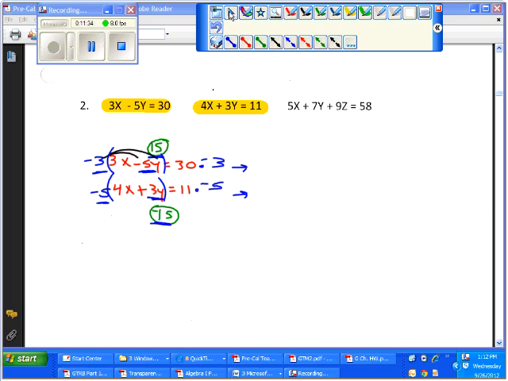So now we're going to distribute. Negative 3 times 3x is negative 9x. And negative 3 times negative 5 is positive 15y. And negative 3 times 30 is negative 90. And we distribute on the bottom, and we're going to get negative 5 times 4 is negative 20x. Negative 5 times 3 is negative 15y. And negative 5 times 11 is negative 55.